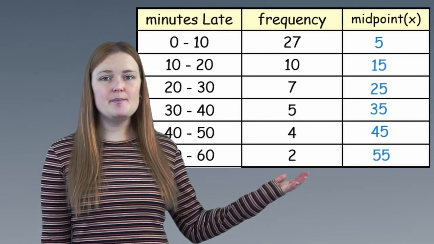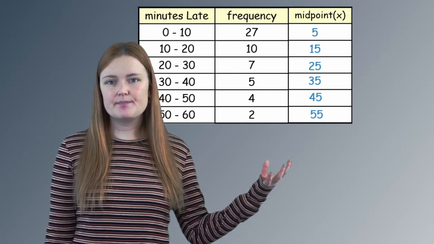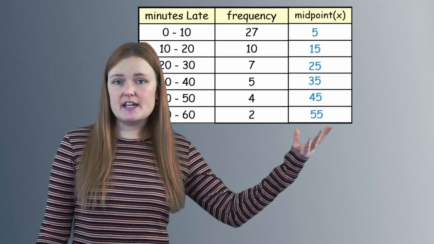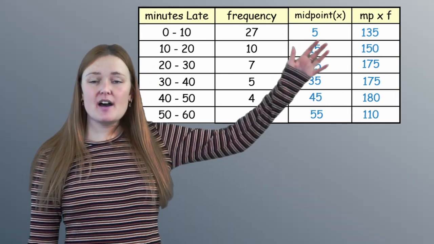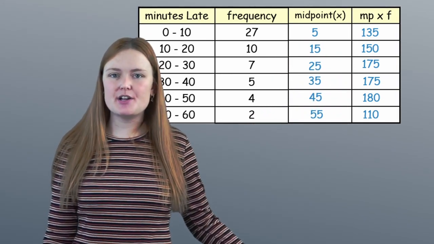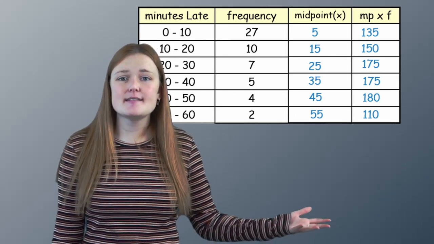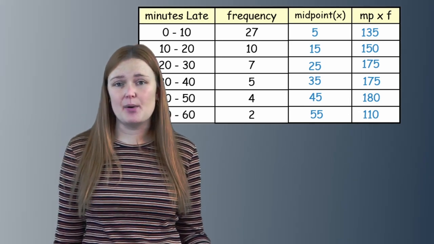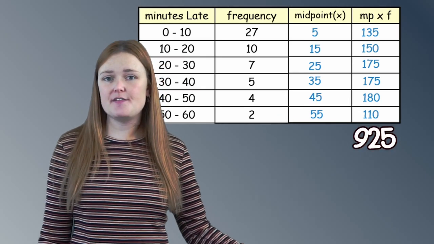My final column, I'm going to use to do the midpoint multiplied by the frequency. So I'm going to do 27 times 5, 10 times 15, and so on. So let's fill those in. So now we've got our table filled in with the midpoint times the frequency. That's the column I'm going to total, and that'll tell me an estimate for the total number of minutes all of those aircraft were late in that airport. So if we add all those up, we get 925.